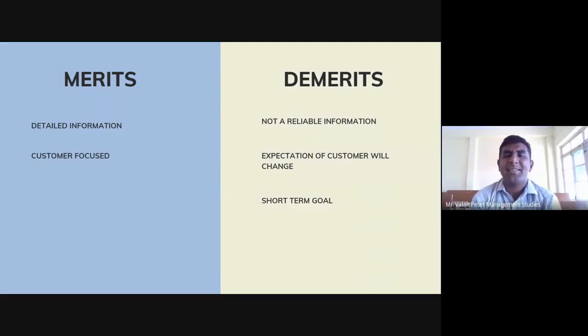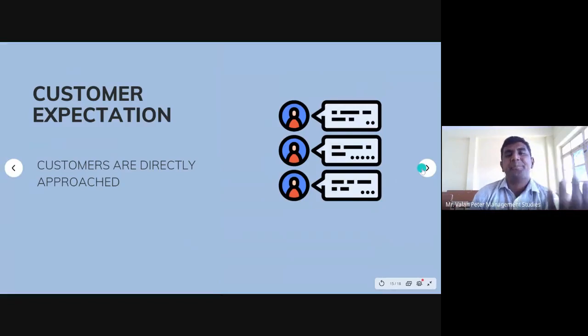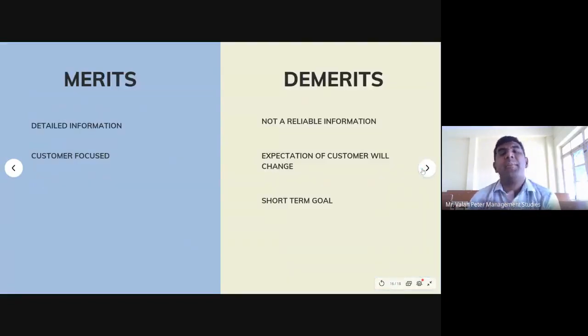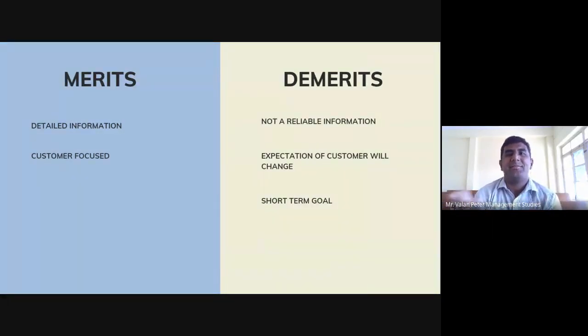What are the demerits? Today I may be liking a yellow shirt, but tomorrow I may not like the yellow shirt. See, unreliable information. If someone told me, sir, I'll be buying a yellow shirt today, and I don't buy it and go for pink, the yellow shirt is a waste, right? The expectation of the customer changes every day. So need and want change every day.